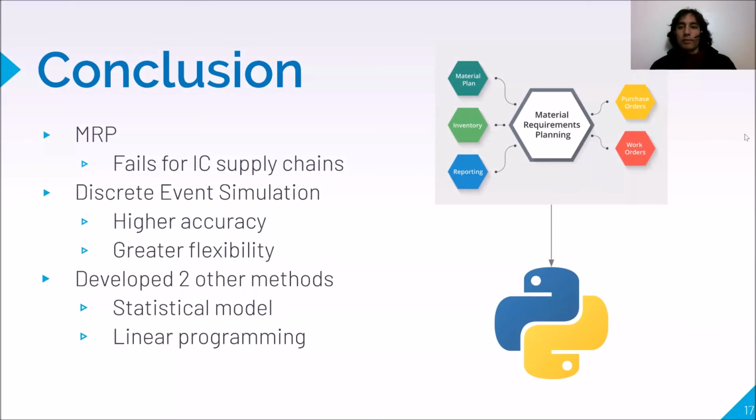In conclusion, MRP fails to accurately plan production for IC supply chains, so we developed a discrete event simulation model that provides highly accurate and flexible production planning solutions. As part of our research, we also developed two other methods, a statistical model and a linear programming model, which each have their niche uses, but overall we recommend discrete event simulation as a very flexible tool.